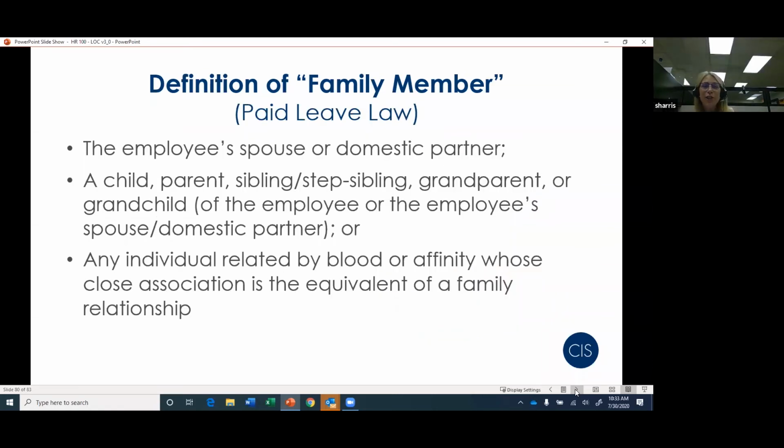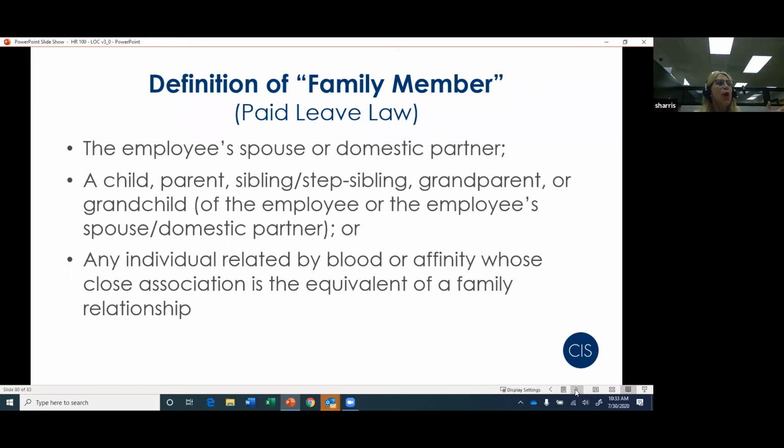So definition of family member. Okay, this is where things might change a little bit. We already have the employee, spouse, or domestic partner. We already have the child, stepchild, parent, sibling, step-sibling, grandparent, grandchild of the employee or the employee's domestic partner. Okay, but here's the new one. Any individual related by blood or affinity. Not exactly sure what the word affinity is going to mean.